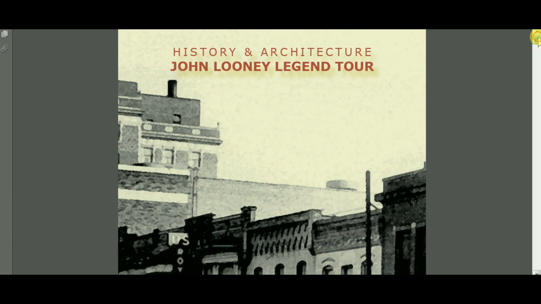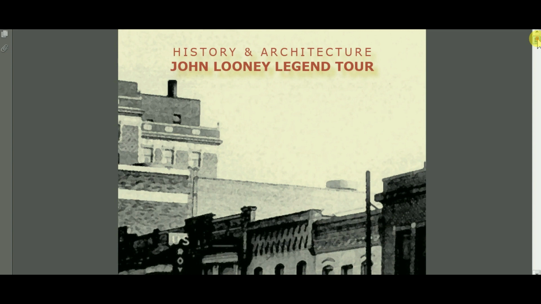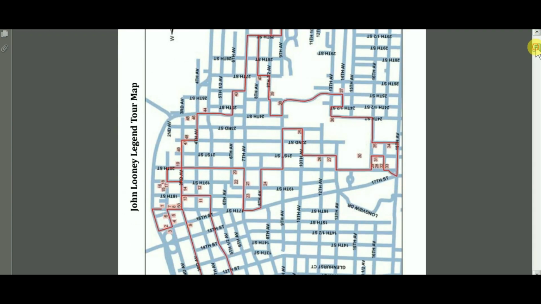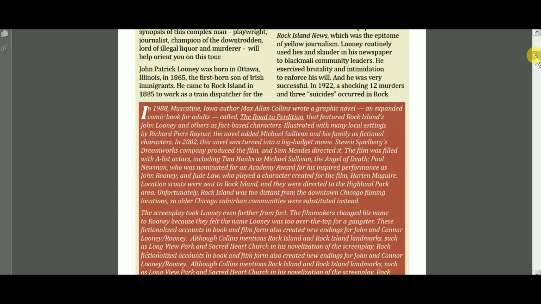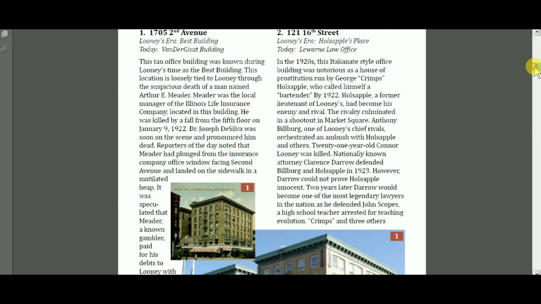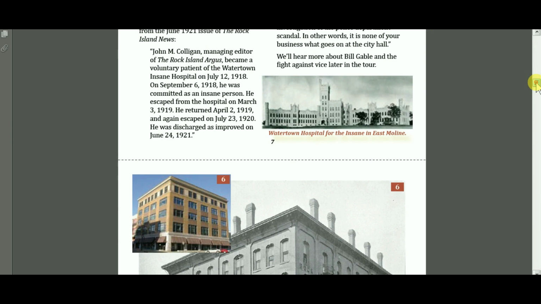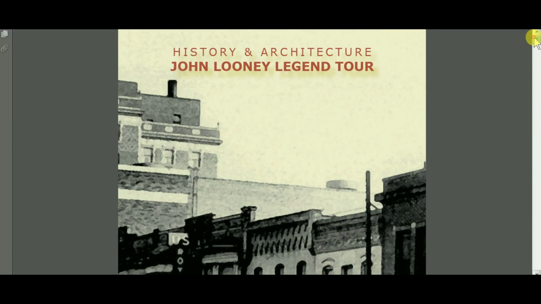You can go on this tour by going to Rock City, Illinois, and getting this booklet. You can get it online and either print it out or look at the PDF on your phone, or you can get the booklet from the city hall, their visitor center, and the library. This is just a PDF copy online, and you can see it has the map of the different spots you're going to go to, then a brief background of John Looney, and then the different numbered stops. Unfortunately, I only visited about half of these because it was taking a long time and it was getting late in the day. But hopefully you'll at least enjoy the parts that I'm doing.